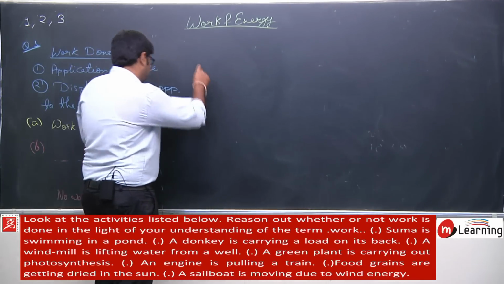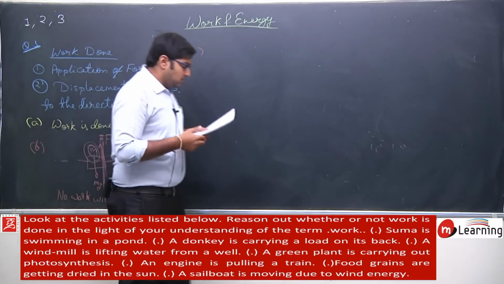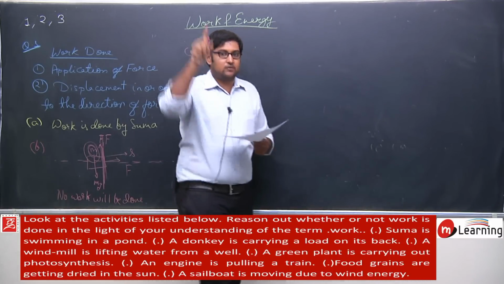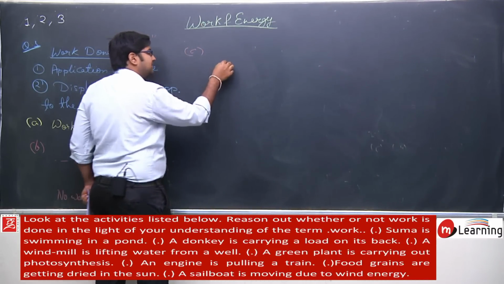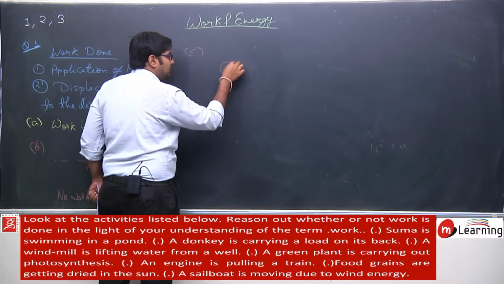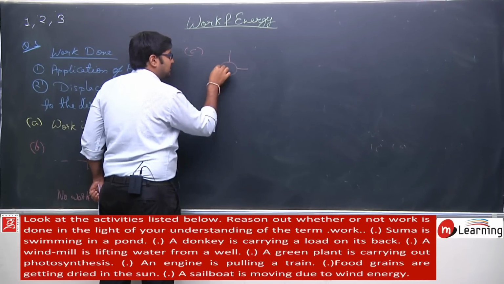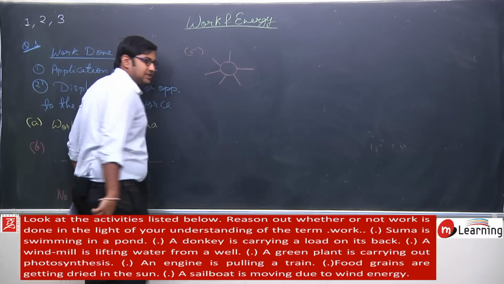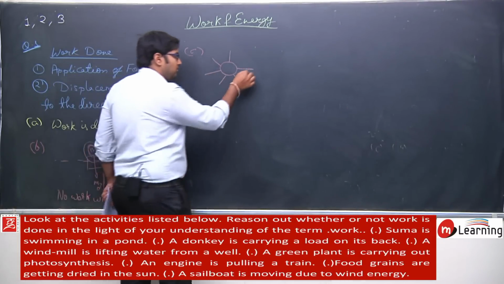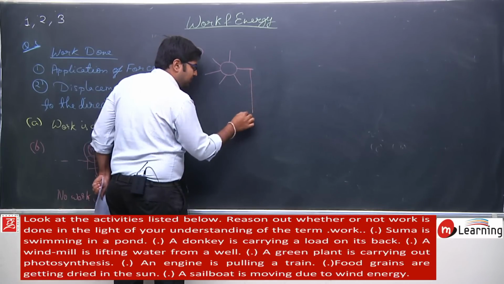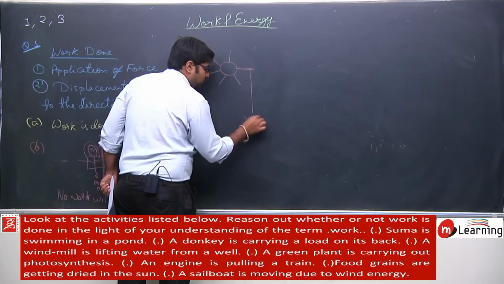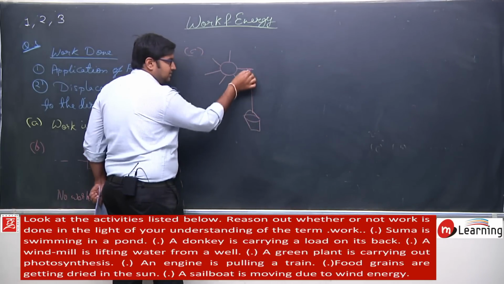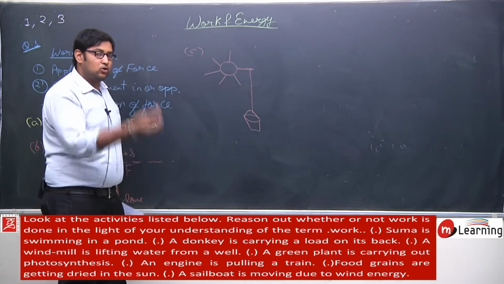Then the third case, a windmill is lifting water from a well. So there is a windmill which is lifting water from a well. So what we can see, for example, this is a windmill, something like a windmill. Now here there is a rope tied to another end of a bucket like this, and this windmill is carrying the water out of the well.